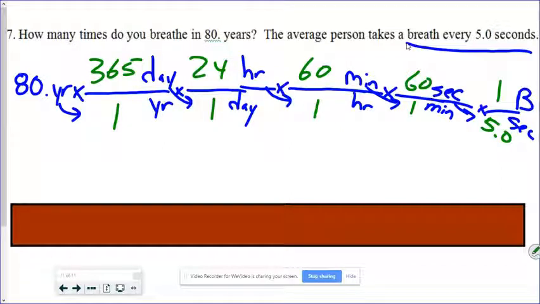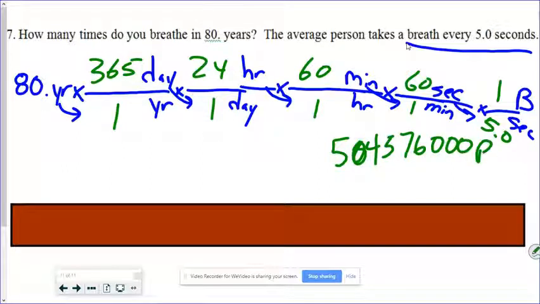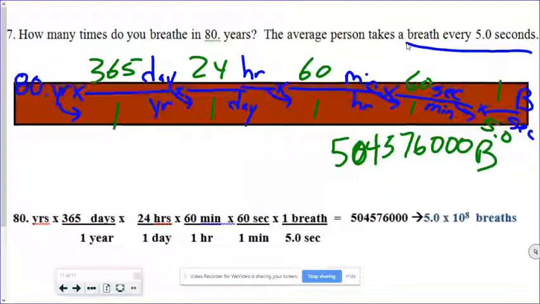And if I get my final answer, it's a big one. So here we go. 504,576,00 breaths. Make sure you do that in your calculator. Make sure that you are putting it in correctly. And here's a prettier version of all of that right there.